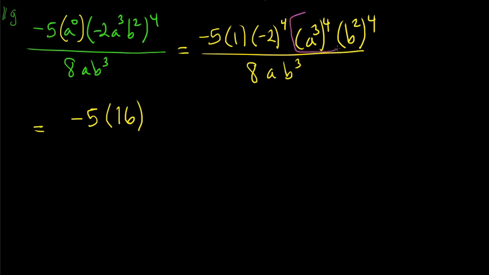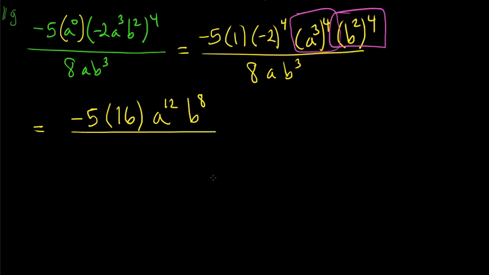So I'm looking at this. We know we multiply 3 times 4. So the exponent is 12, a to the 12. Right? Likewise, b squared to the 4th power. 2 times 4 is 8, so b to the 8. Right. Divided by 8 times a times b cubed. So now we're making some progress here. Well, we can do 16 divided by 8. That's just 2. Right? So negative 5 times 2.